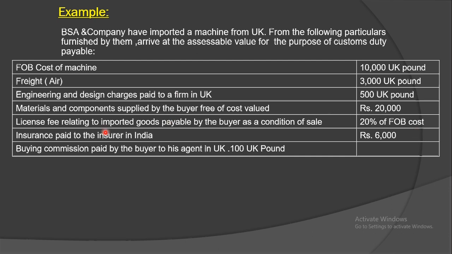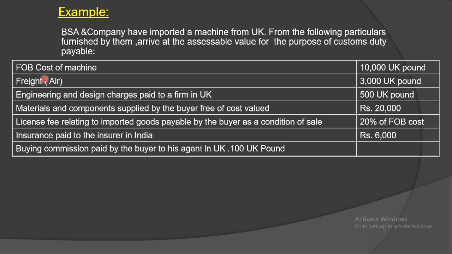Insurance paid in India, we will add as it is because it is given in the question. If it is not given in the question, we will add 1.125% of the FOB. And the freight, it is air freight, so we need to satisfy one condition. What is the condition? Actual freight and 20% of FOB, whichever is lower, will be considered as freight charges. The last one is the buying commission paid by the buyer. We will not add buying commission; simple commission we will add, but we will not add any buying commission.